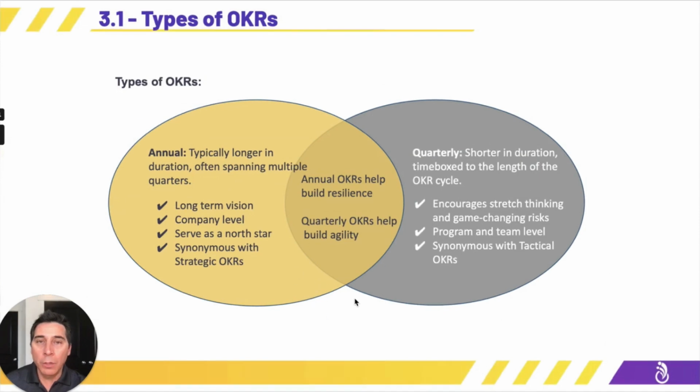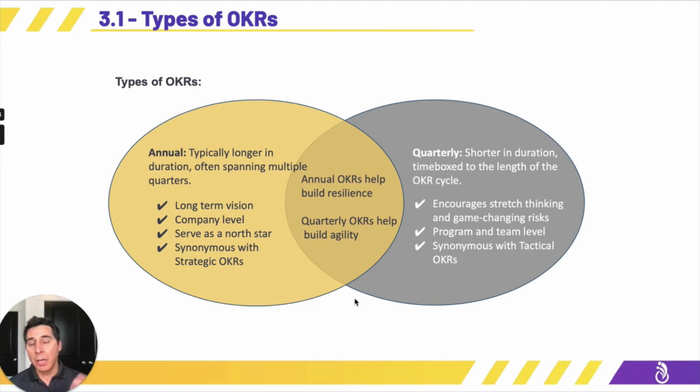And here we're looking at annual OKRs versus quarterly OKRs, right? So the difference here is your annual OKRs, well, they're just that, right? They're longer in duration, and they've got that longer term vision. They typically reside at the company level, right? So that company level there. And they're synonymous with your strategic OKRs. So your strategic OKRs, we've thought through what our strategy is, and we've identified that, yes, these are our strategic OKRs, and those then become our annual OKRs, right?